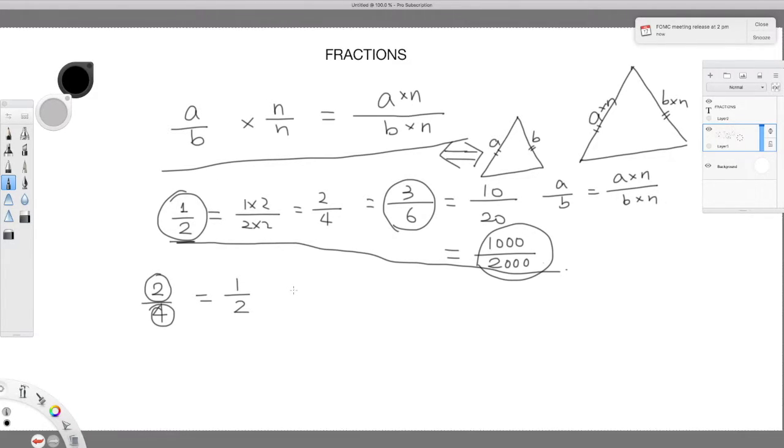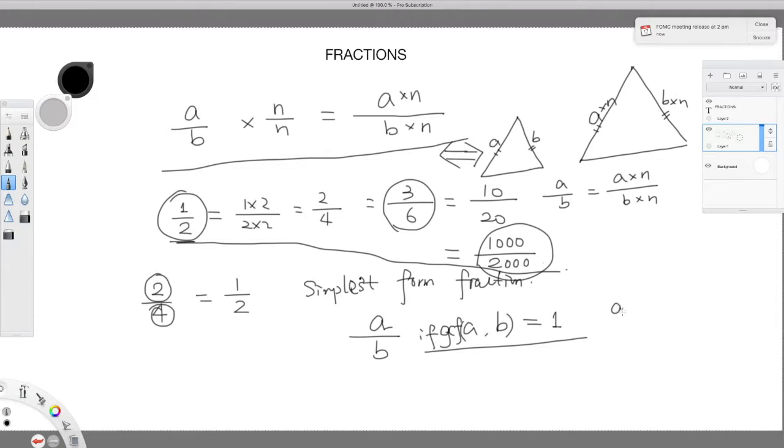So that leads to a very natural definition. It's called the simplest form of fractions. A over b is simplest if and only if a and b do not have any common factors other than 1. So, of course, the common factor is the GCF. The greatest common factor of a and b equals 1. Only if GCF equals 1, then a over b is simplest. Okay? The definition is very clear.